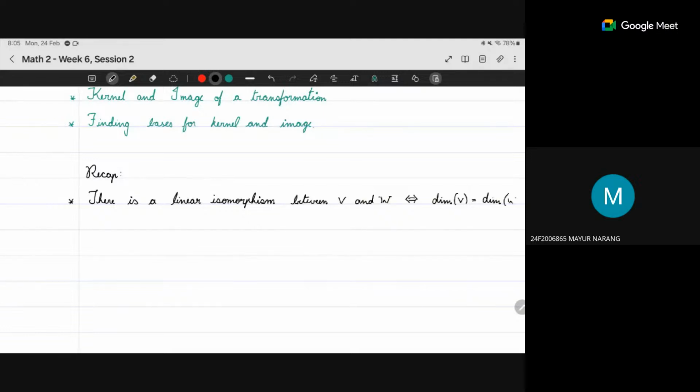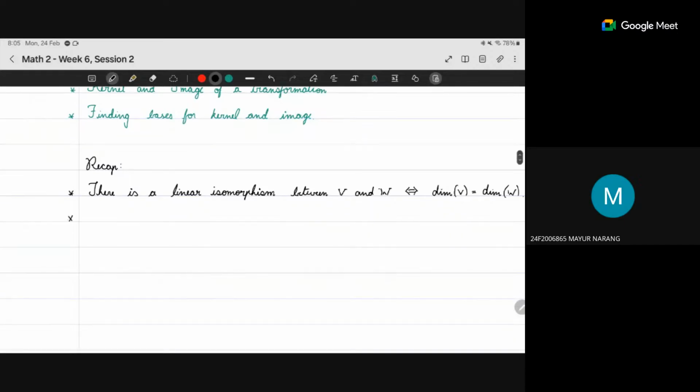But this does not say that if the dimension of V is equal to the dimension of W, then every linear transformation between these two has to be a linear isomorphism. That's not the case. For example, you can just have the zero map. That is always a linear transformation between two vector spaces. What it says is that there exists a linear isomorphism, or V is isomorphic to W. That is the same thing. And that happens only when there is equality of dimensions.